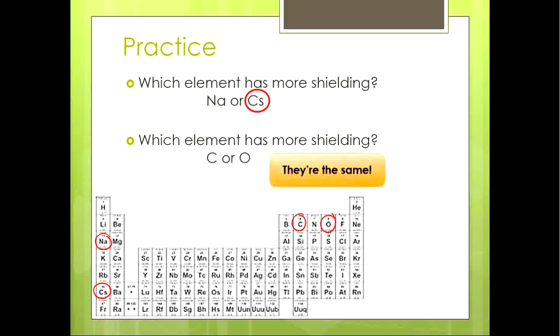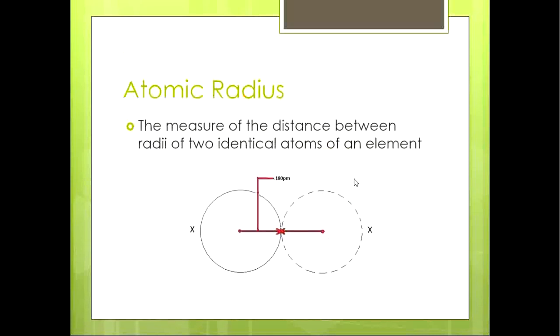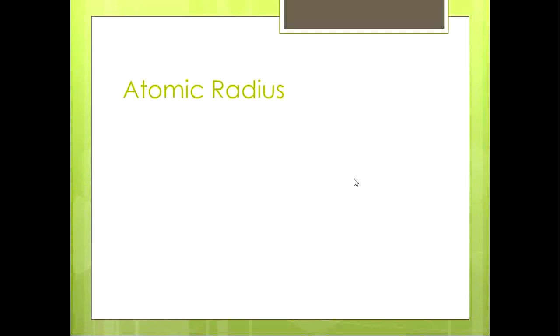They're exactly the same, right? Because they're on the same period, they're going to have the same amount of shielding. The second property we're going to talk about is atomic radius. Atomic radius is the measure of the distance between the radii of two identical atoms of an element. So when I say atomic radius, it basically means the size of an atom, the atomic size.